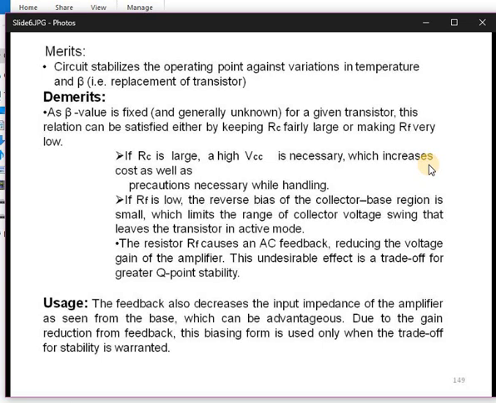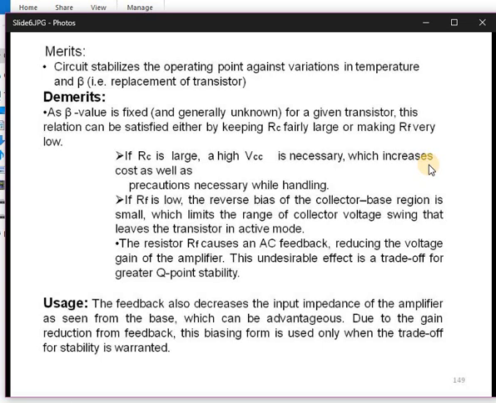First we'll go to the merits. The circuit stabilizes the operating point against variation in temperature and beta. Mostly the operating point will change due to variations in temperature and transistor parameters. So this collector to base bias circuit works against the variation in temperature and beta. That's why the operating point will be stabilized.